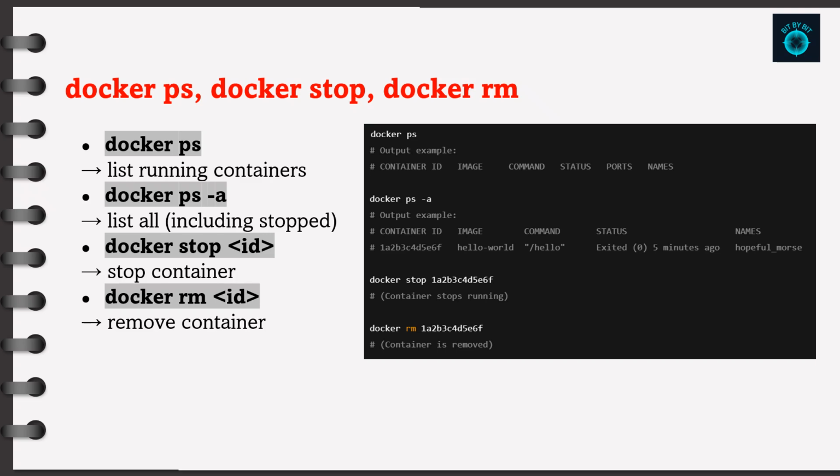Next, to stop a container, we use docker stop followed by the container ID. And if you want to completely remove a container, the command is docker rm followed by the container ID. Together, these commands help you list, stop, and clean up containers on your system.